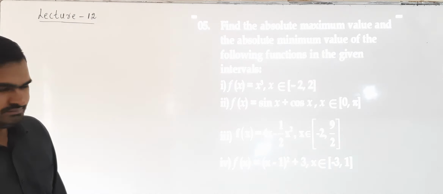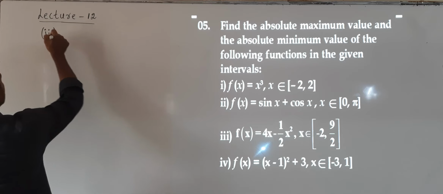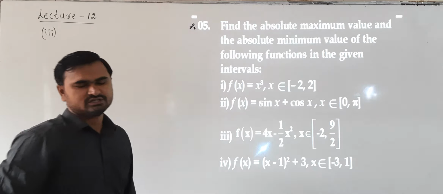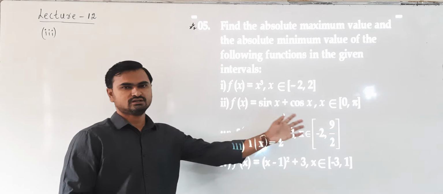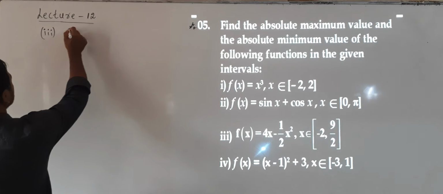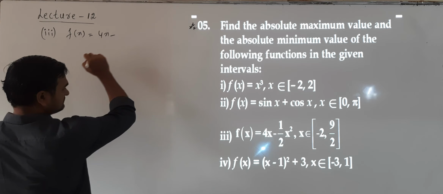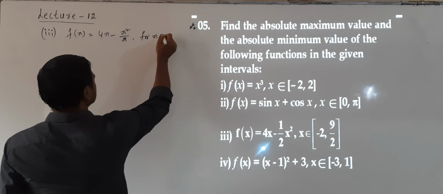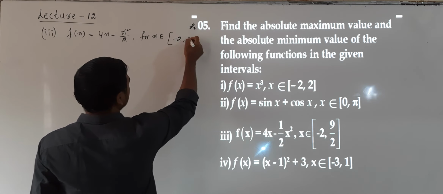See the third part. So this type of question is also important. Mostly they will be asking questions based on local maxima, local minima, or absolute maxima, absolute minima. Okay. See third part. f of x is given as 4x minus x square by 2, for x belonging to the closed interval minus 2 to 9 by 2.